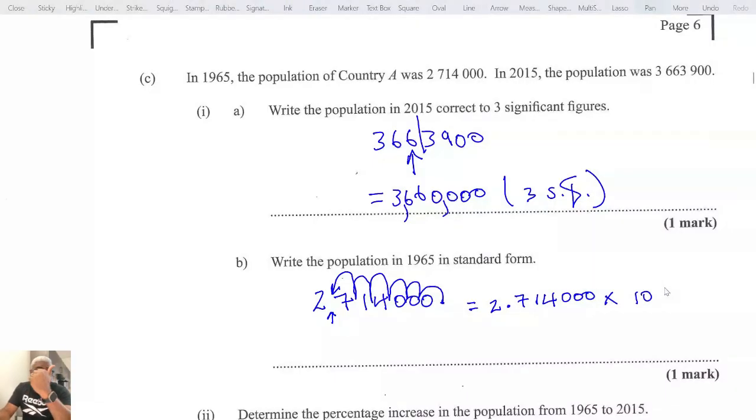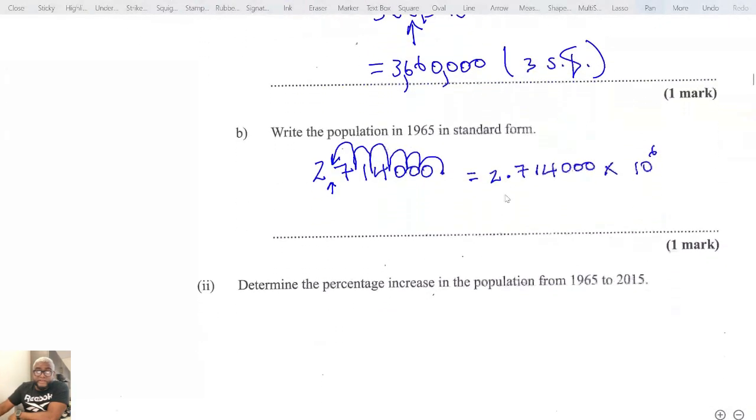If you're moving a point to the left, it's a positive power. If you're moving to the right, it's negative. How many times did I move my point? 1, 2, 3, 4, 5, 6. 6 times. Right? Everybody good there? Standard form and significant figures as part 1.